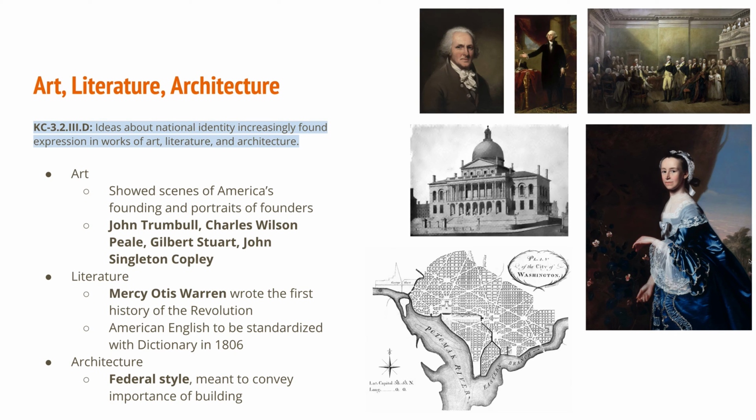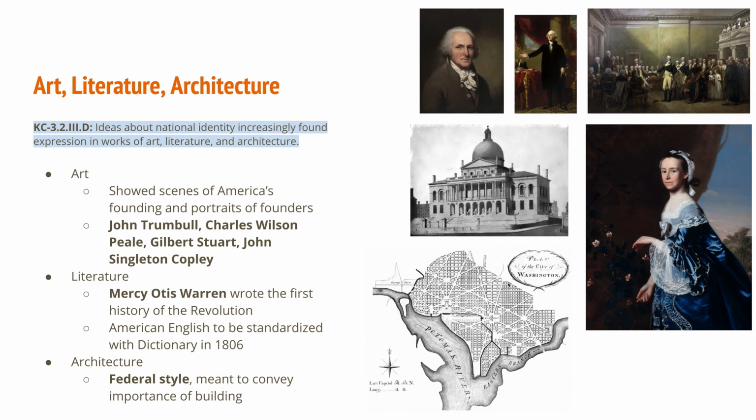And then finally, for architecture, we developed this new federal style. So taken after the federal form of government that we created, and it is taking on elements of classical architecture with these columns and domes, and they're supposed to look important. They're meant to convey the importance of the building or the work that goes inside of it.